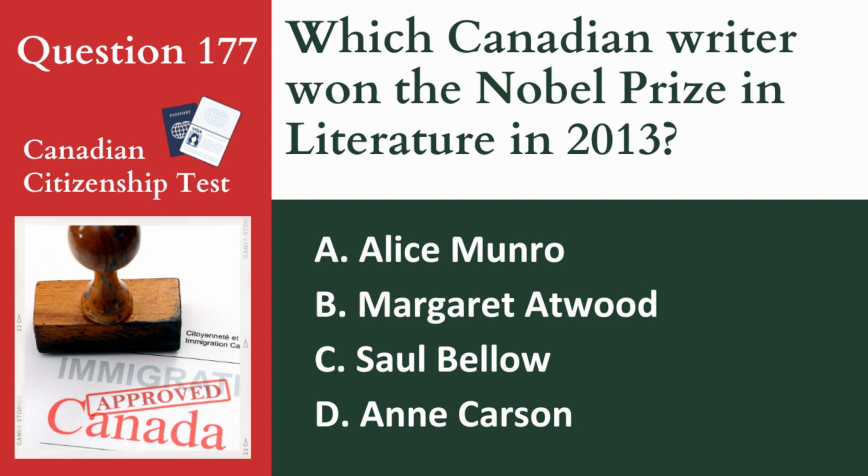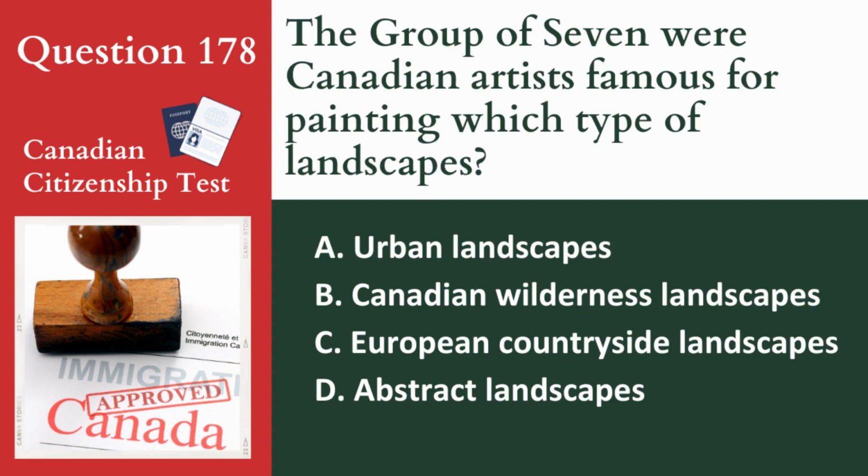Question 177. Which Canadian writer won the Nobel Prize in Literature in 2013? A. Alice Munro. B. Margaret Atwood. C. Saul Bellow. D. Anne Carson. Answer: A. Alice Munro. Alice Munro, known for her masterful short stories, was awarded the Nobel Prize in Literature in 2013.